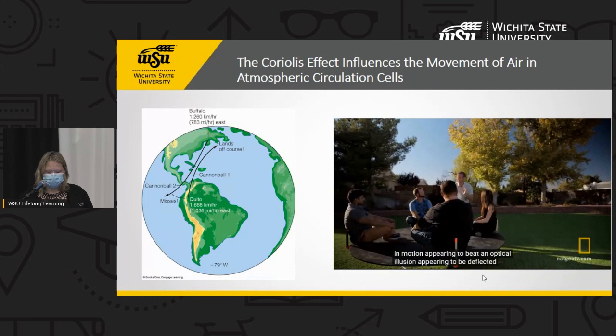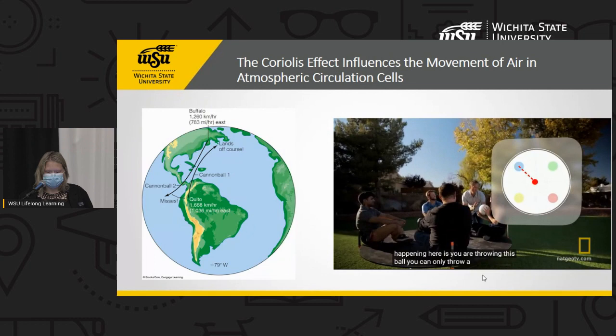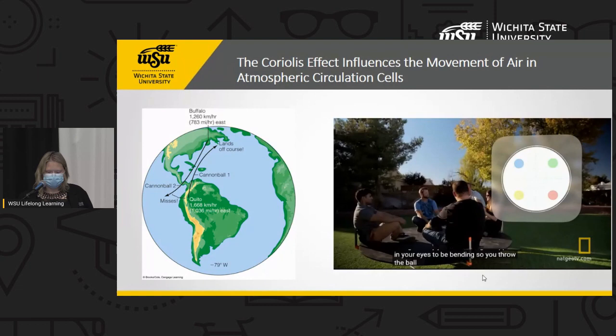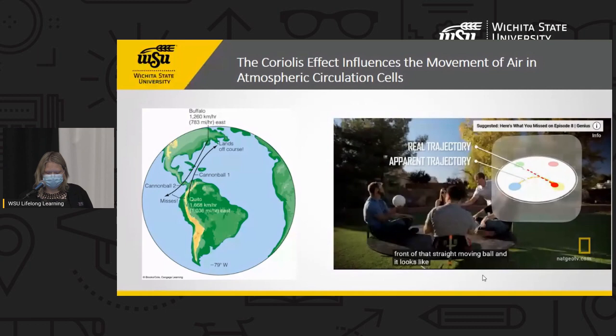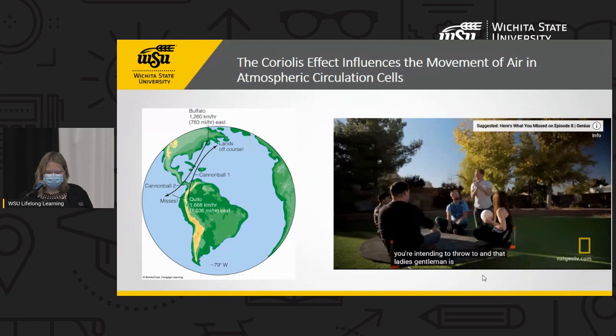their intended course. So what's actually happening here is you are throwing this ball. You can only throw a ball in a straight line. Can I clear that up straight away? Yes. Even though it appears in your eyes to be bending. So you throw the ball straight, it's still going straight, but the table is moving below you. And all of a sudden, look who's in front of that straight moving ball. And it looks like it's bent off to the right because you're still looking at the guy you were intending to throw it to. And that, ladies and gentlemen, is the Coriolis effect.